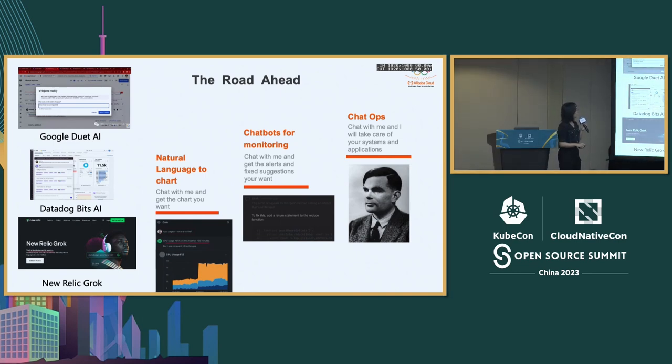And the second milestone is the chatbot for monitoring. It's just like an experienced engineer, and the topic should be: chat with me and get the alert and fix suggestions you want. But we still need a human being to make the decision whether I will change the suggestion. I need someone to confirm these things.